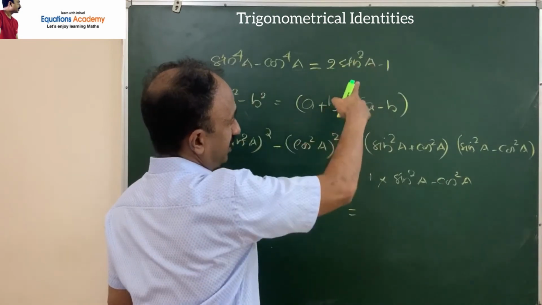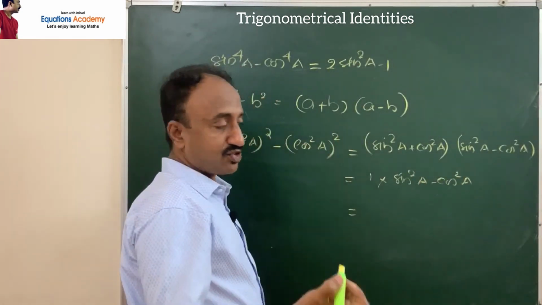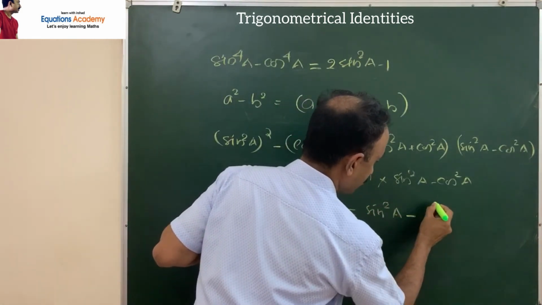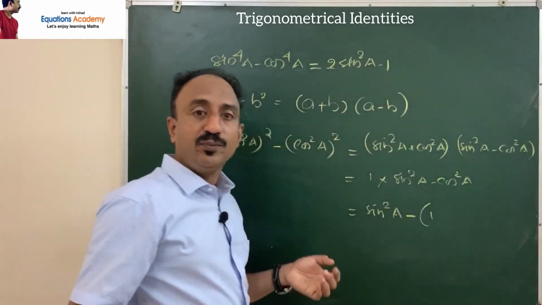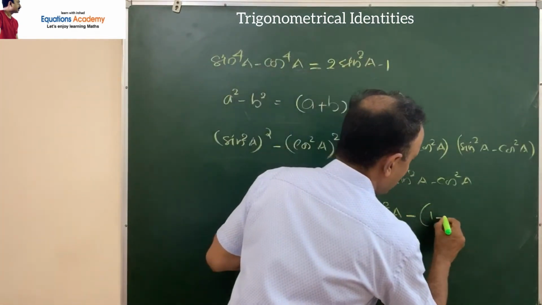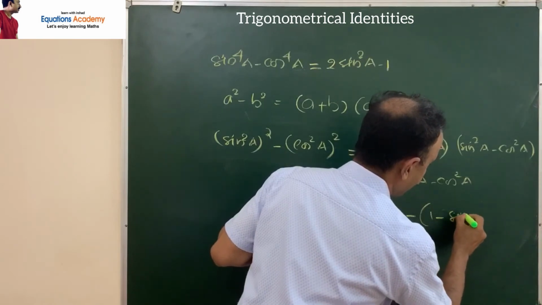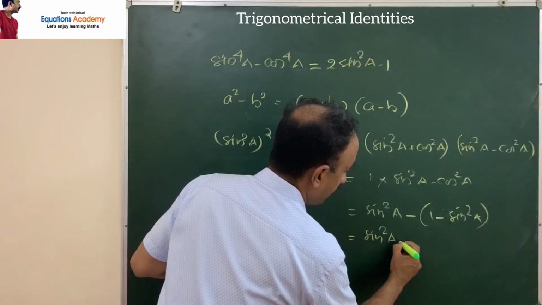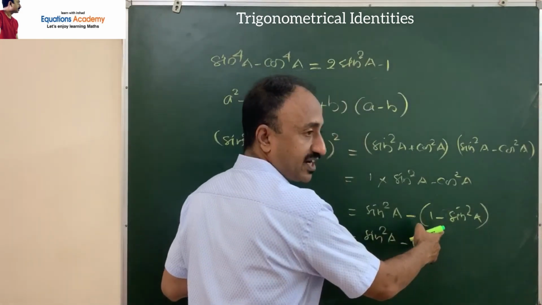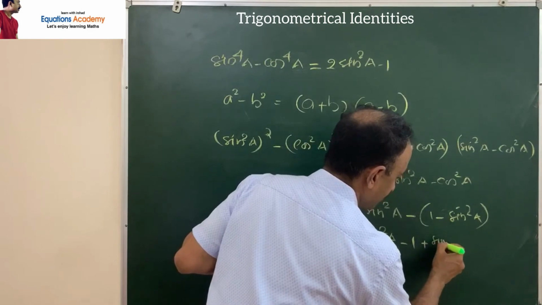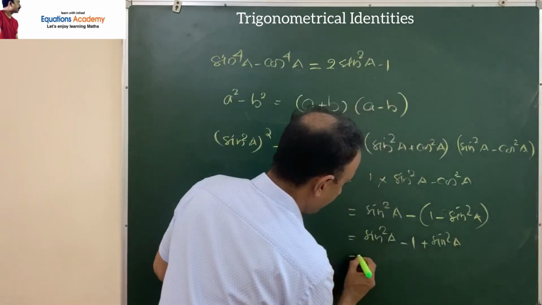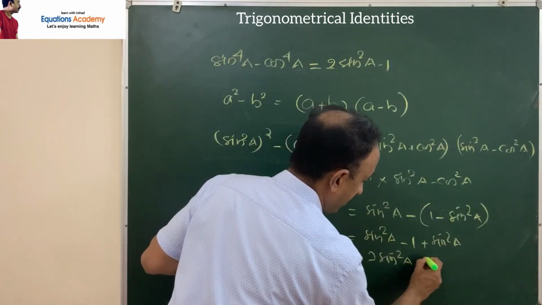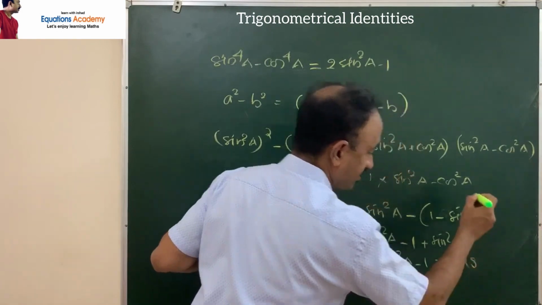But there is no cos square here, so we will rewrite cos square in terms of sin. So this is equal to sin square A minus cos square A, where cos square is equal to 1 minus sin square A. So sin square A minus, bracket, 1 minus sin square A. Remove the bracket. Sin square A minus 1, minus of minus sin square A is equal to plus sin square A. It is equal to sin square A plus sin square A. It is 2 sin square A minus 1, equal to RHS.